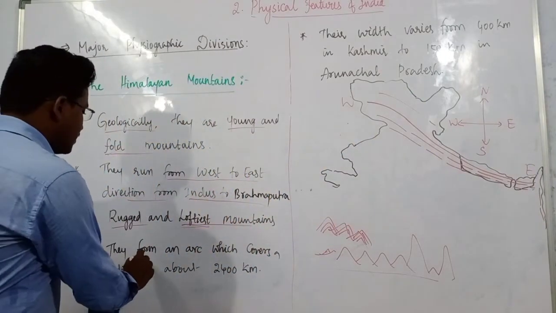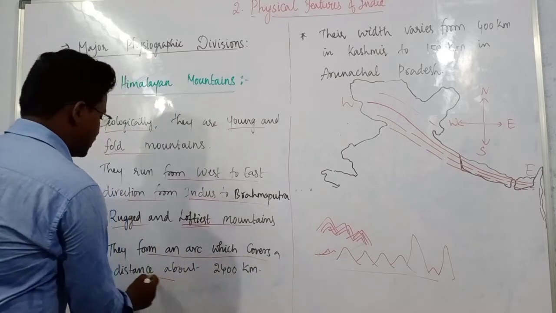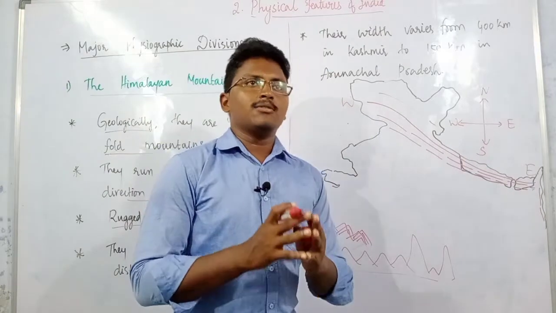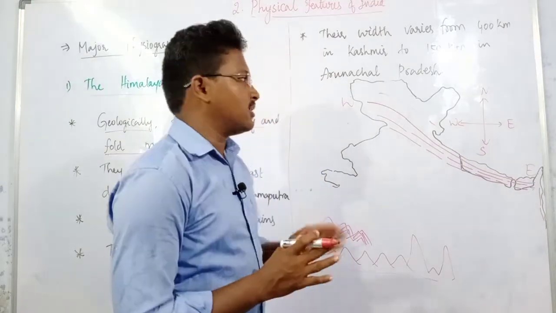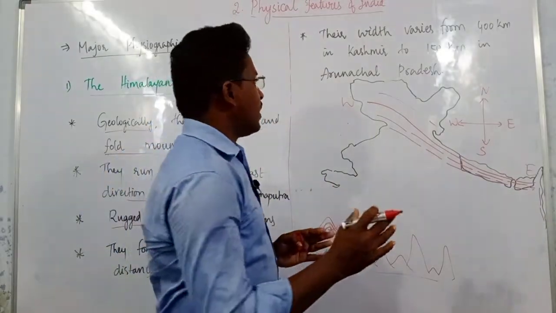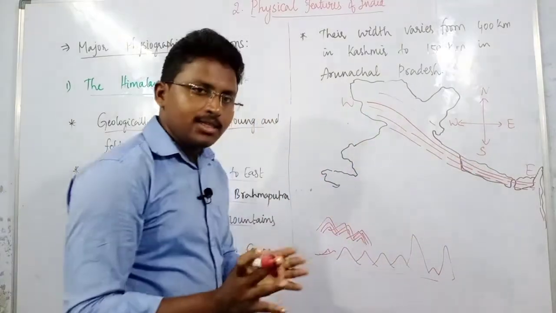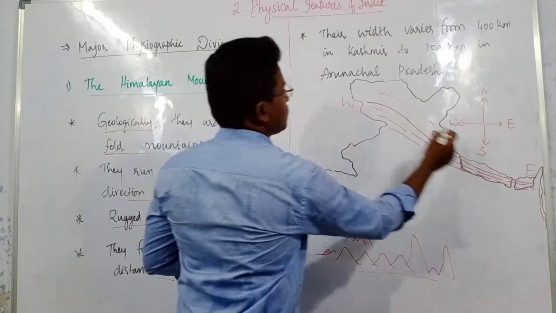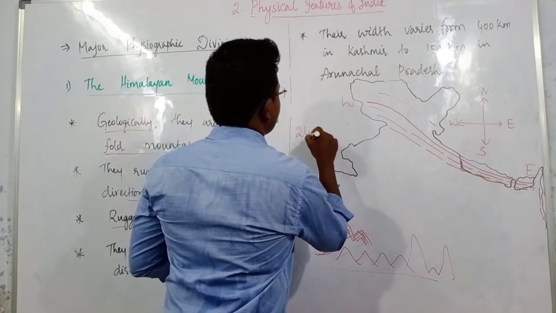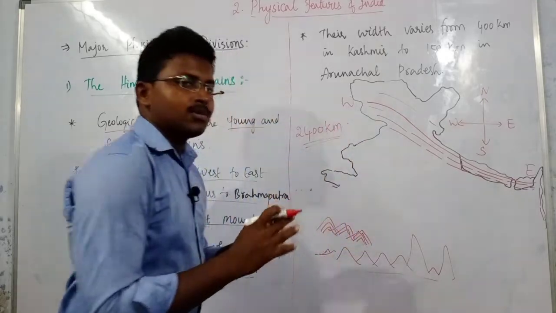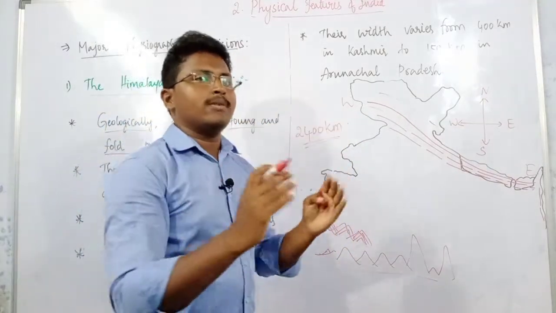The next one is that they form an arc which covers a distance of about 2400 kilometers. These Himalayas, we also call them the arc of India. Why? Because they are forming something like an arc to India, and the length of these Himalayas from here to here is almost around 2400 kilometers, forming an arc to our country.